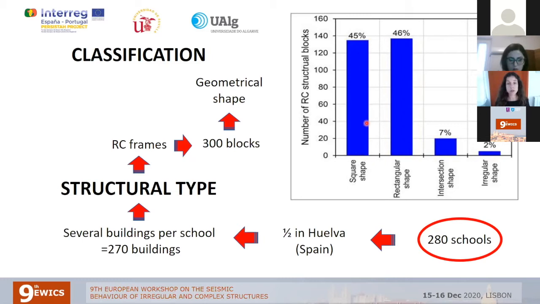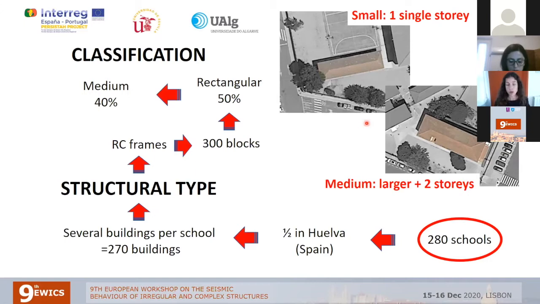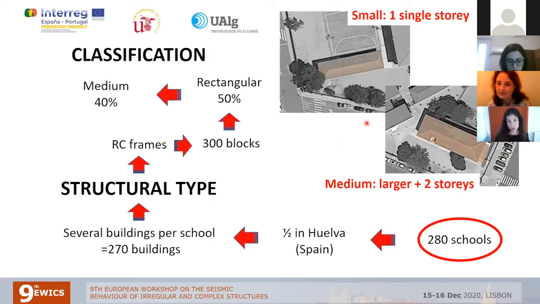Those will be 46% of all the reinforced concrete frame buildings. Within those, we've identified a further sub-classification. So buildings could be either small, which have only one story and reduced dimensions in plan, or slightly larger, what we call medium buildings, which have two stories.